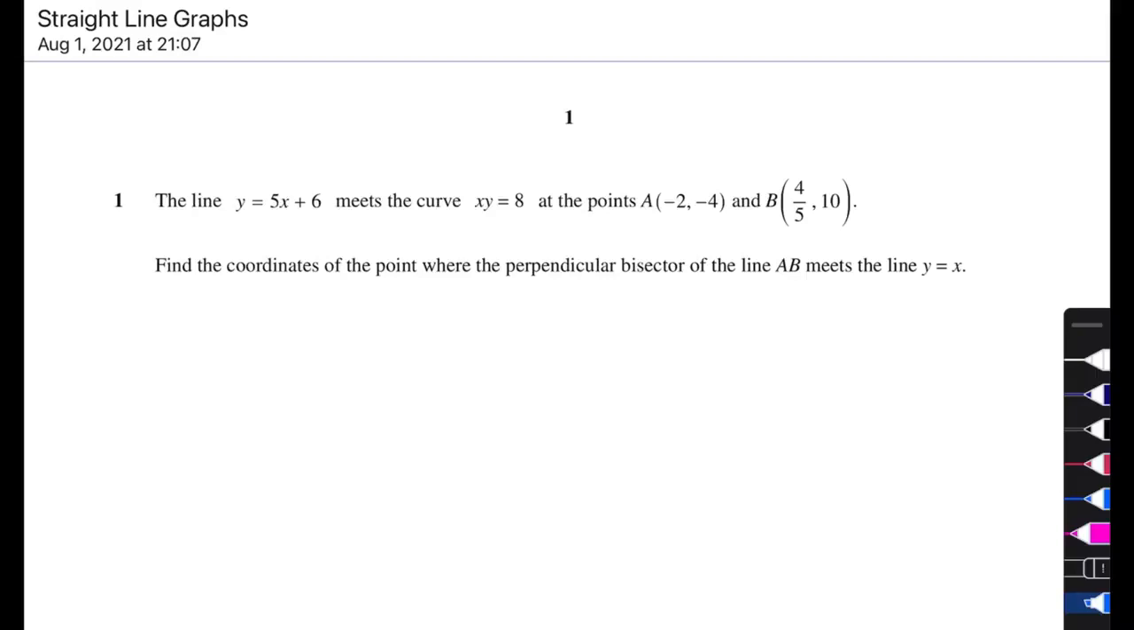We want to talk about exam style questions on straight line graphs. I have about 16 questions here. I'll do as much as I can and then the rest you will do.